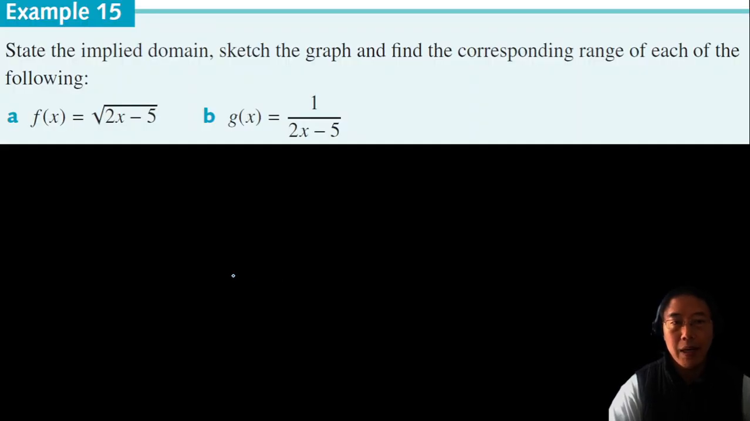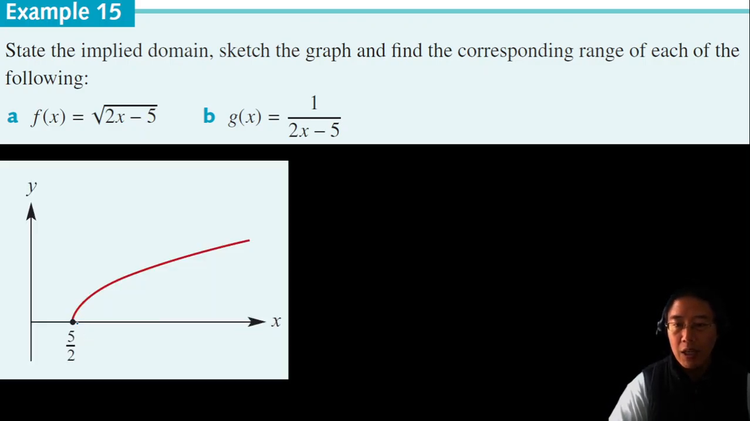So let's look at an example. State the implied domain, sketch the graph, and find a corresponding range. So with the first function, you have a square root. It will be defined as long as the 2x minus 5 is greater than or equal to 0. That will help you to find the domain. You should have seen also with a little bit of transformation, it equals 0 for x equals 5 over 2. So you can do this sketch first. You're starting from 5 over 2 and you draw a sort of square root shape.